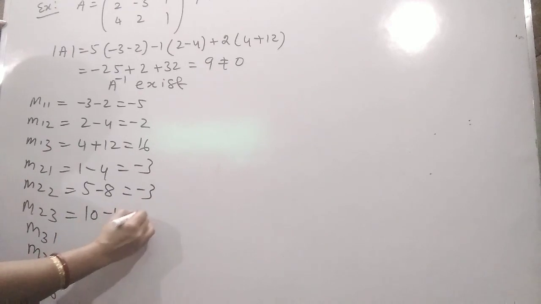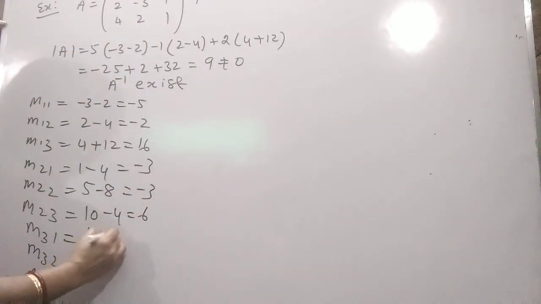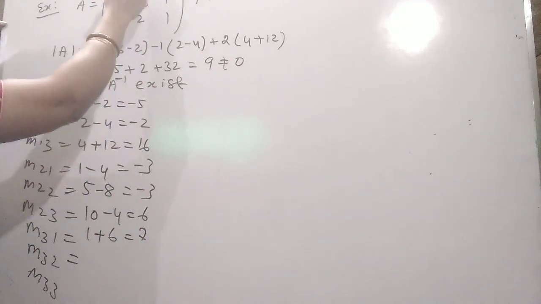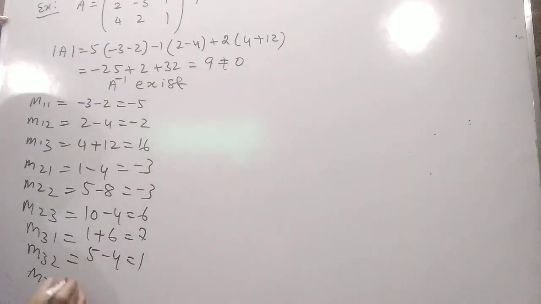I should not make any calculation mistake, you have to check it. M31: 1 plus 6, we will get 7. Then M32: 5 minus 4, that is equal to 1. Then M33: minus 15, then minus 2, that is equal to minus 17.